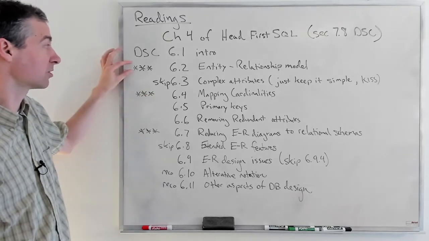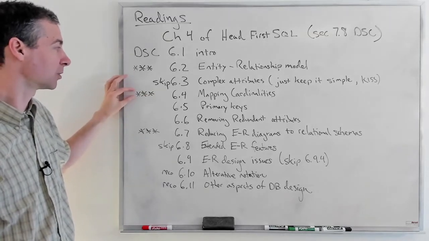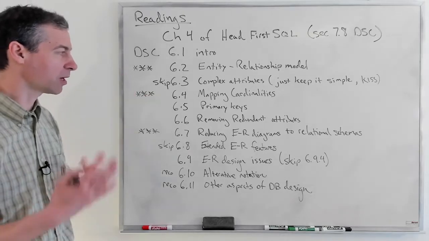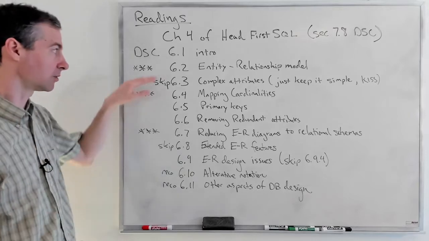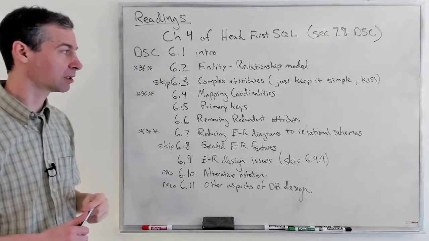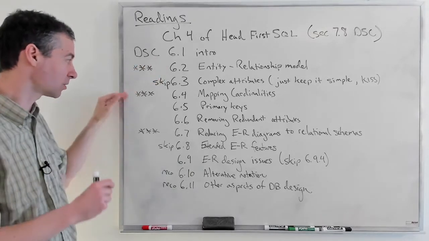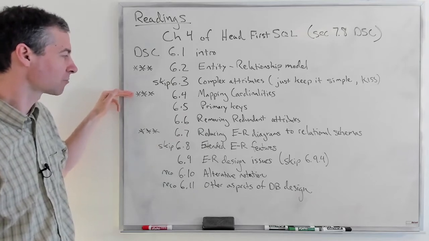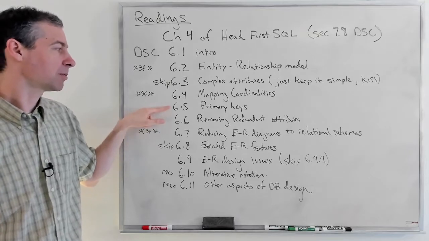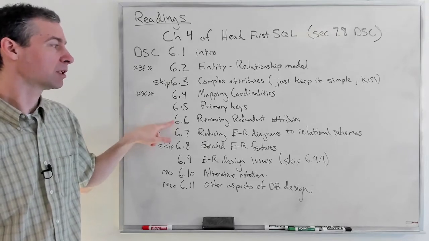So 6.2 is actually, there's a lot there. And 6.4 is a critical way that we start to describe and explain the basics of the ER diagrams we're creating. So this is sort of, we further build them out here. Yes, take a look at primary keys, take a look at removing redundant attributes.